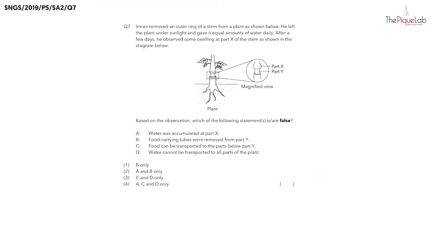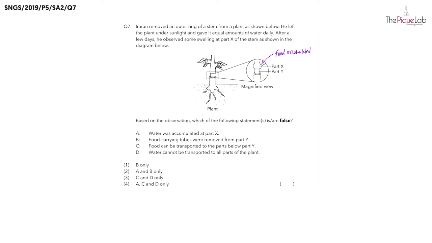Question 7. Imran removed an outer ring of stem from a plant as shown below. He left the plant under sunlight and gave it equal amounts of water daily. After a few days, he observed some swelling at part X as shown below. What has caused this swelling at part X? That swelling is caused by food accumulated at part X.